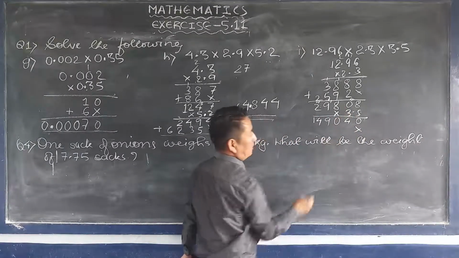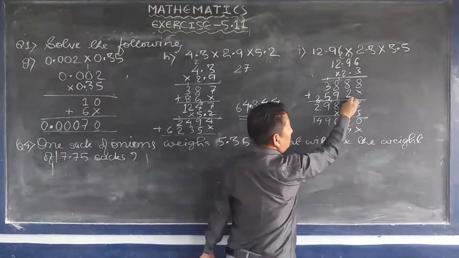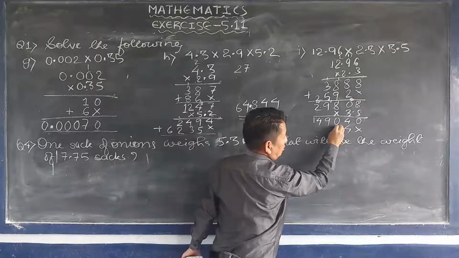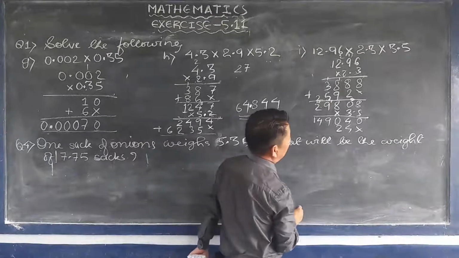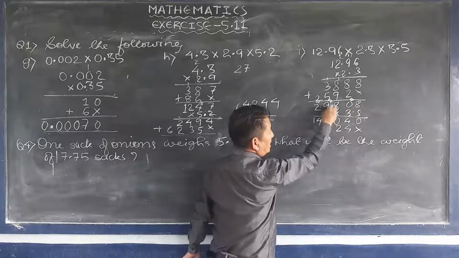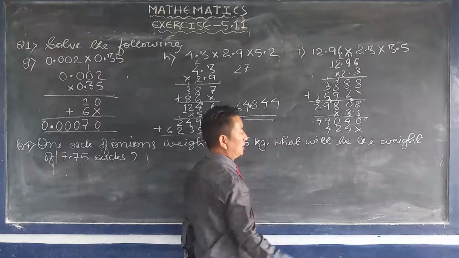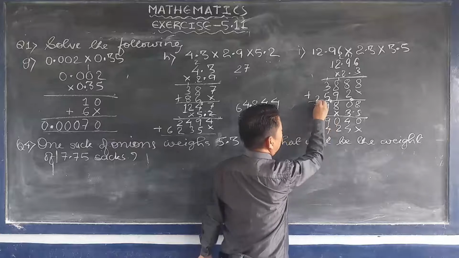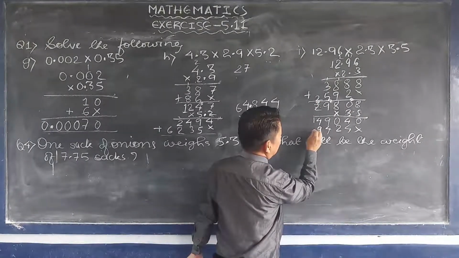Now again multiply by 3. 3 8s are 24. 4, 2 carry on here. 3 zeros are 0. 2, 9. 3 8s are 24. 4, 2 carry on here. 3 9s are 27. 27 plus 2, 28, 29, 9. 2 carry on here. 3 2s are 6, 7, 8.